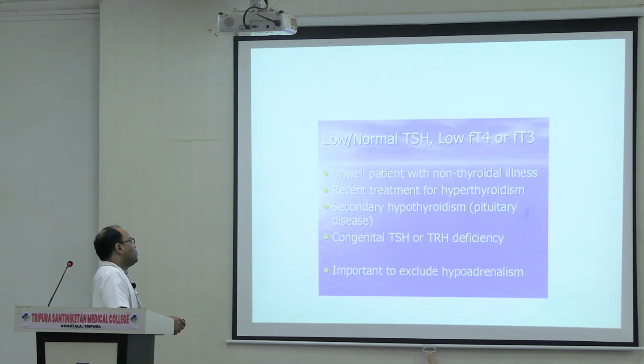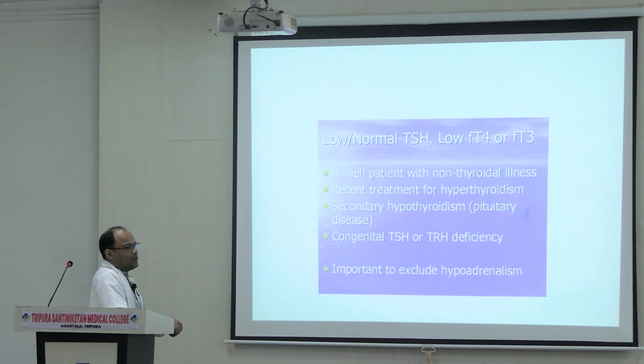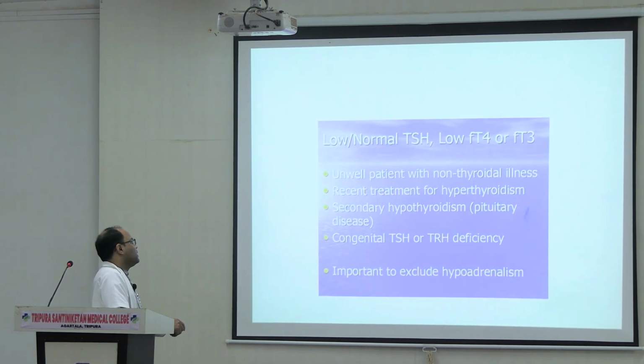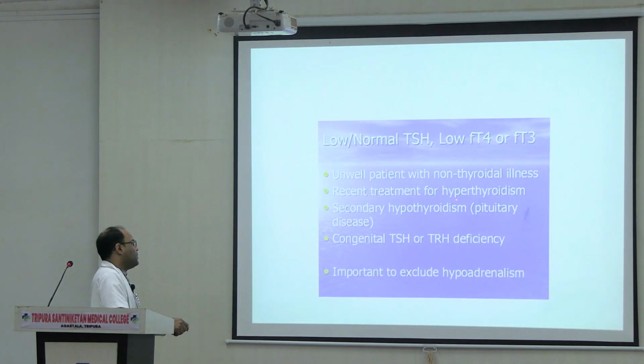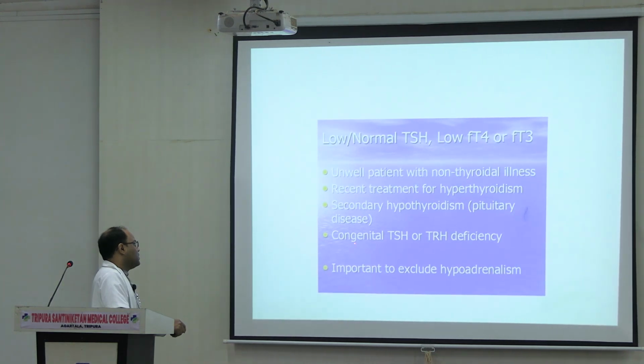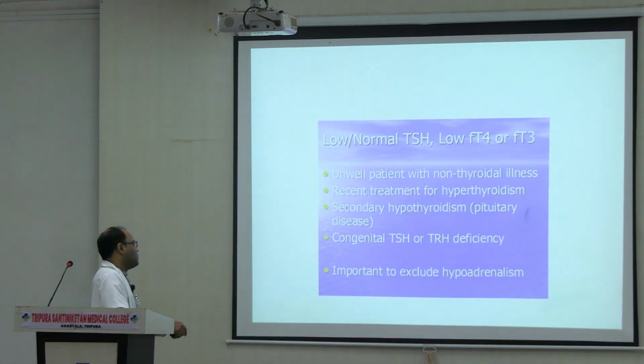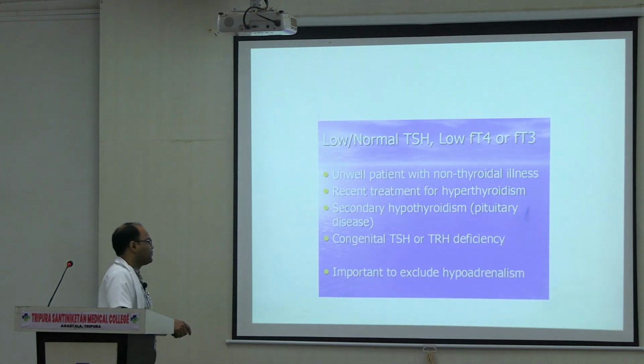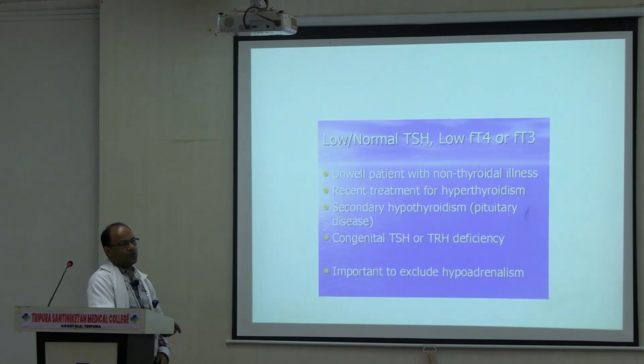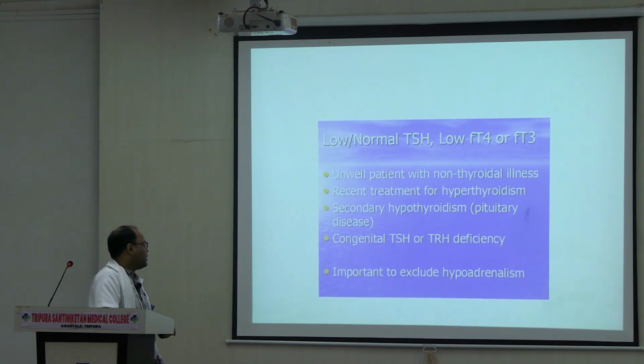Low or normal TSH, low FT3 and low FT4. There the patient is having a chronic illness, non-thyroid illness, recent treatment for hyperthyroidism, or secondary hypothyroidism like pituitary disease, congenital TSH or TRH deficiency. It is also important to exclude hypoadrenalism. Okay. So if we find all the parameters are low, we may suspect the patient has developed some other disease. And you also have to exclude hypoadrenalism syndrome.